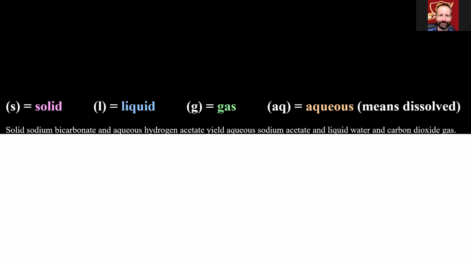AQ in parentheses is short for the Latin word aqueous, which means dissolved. And a lot of other languages that are Latin based have words for water very similar to aqua. So yeah, we've got aqua, we've got agua in Spanish. Lots of Latin-based languages use a word similar to aqua. So aqueous means it's dissolved. So you might want to write that down if you see it.